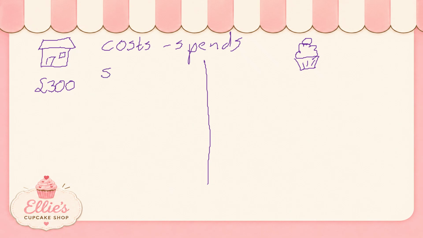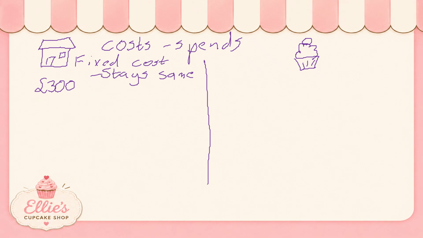So this type of cost stays the same. It's fixed. Now, because it's fixed and it stays the same and it doesn't change, we call it a fixed cost. So a fixed cost stays the same.